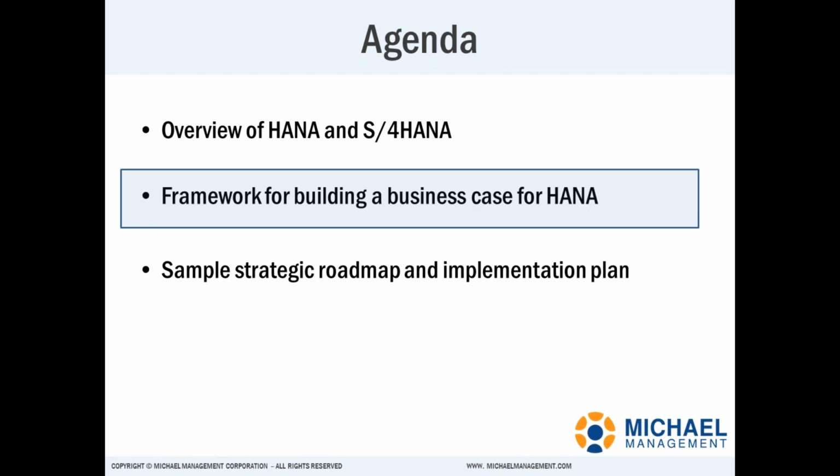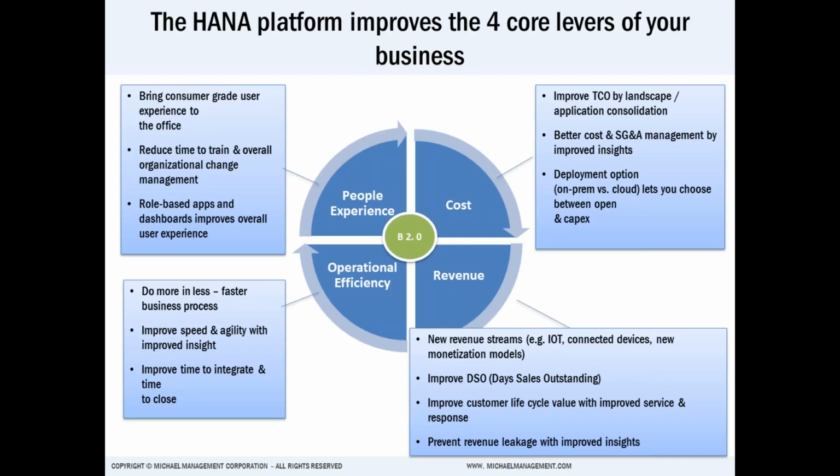The next part we'll talk about is a framework for building a business case. Now, for any business, in order to build a core business case, there are at least 4 different aspects that we should be looking at. In the Cognizant world, we call it CROP, which stands for cost, revenue, operational efficiency, and people experience. And they are not arranged in any particular order. So let's look at the revenue first.